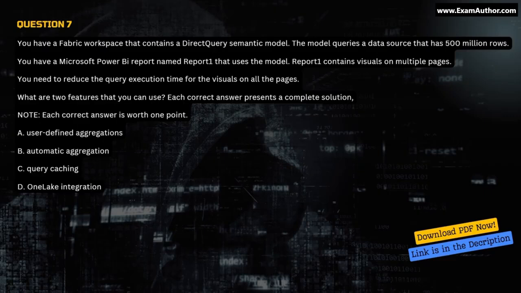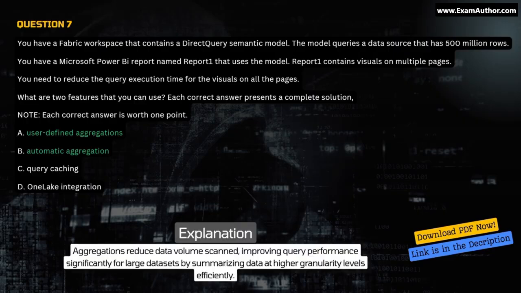Note: each correct answer is worth 1 point. A. User-defined aggregations. B. Automatic aggregation. C. Query caching. D. OneLake integration. Correct answer: A and B. User-defined aggregations, automatic aggregation. Explanation: Aggregations reduce data volume scanned, improving query performance significantly for large datasets by summarizing data at higher granularity levels efficiently.